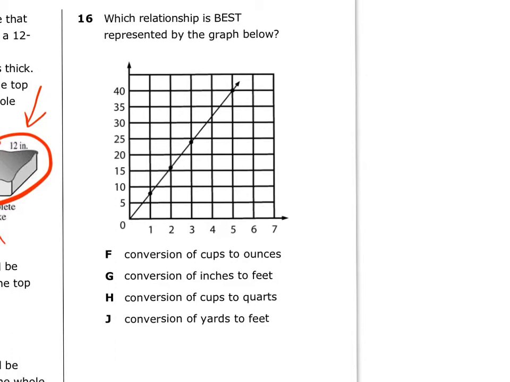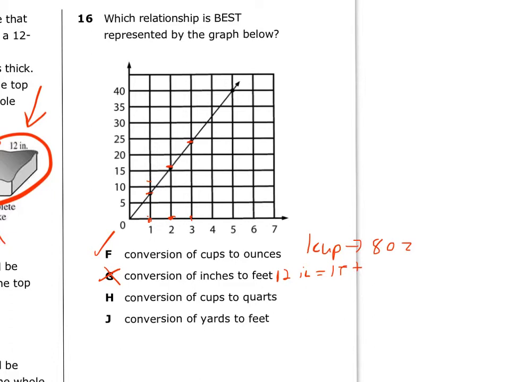Finally, let's go 16. This wants to know which one of these relationships is best shown here. Alright, well, first one is cups to ounces. I can tell you right now, for every 1 cup, there's 8 ounces. So, 1 cup, 8 ounces. 2 cups, 16 ounces. 3 cups, 24 ounces. This one looks pretty good. Inches to feet, there's 12 inches for 1 foot. Well, here's 1 and 12. Already we're off, so that didn't work.